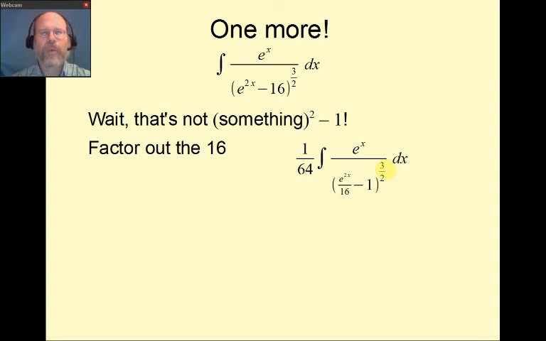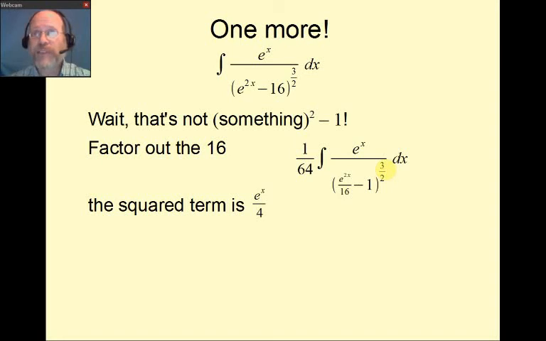Okay, now the question becomes, what's being squared? Remember, e to the 2x is just e to the x being squared. That's how I recognized I would need this pattern. But it's also over 16, which is 4 being squared. So what's really being squared here is e to the x over 4. That's what I'm going to replace with my trig function.